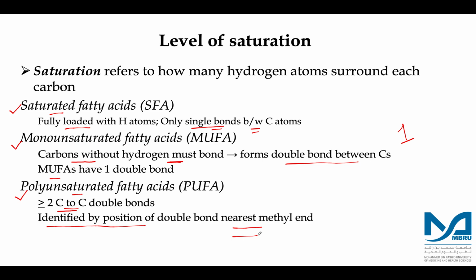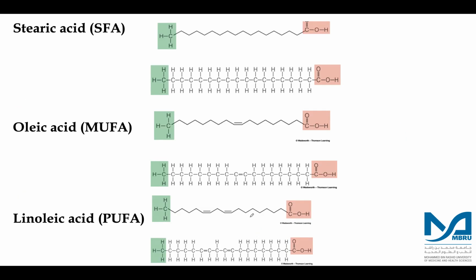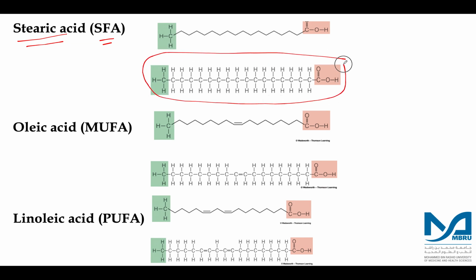Let us look at some specific examples to clarify this concept better. So let us look at first a saturated fatty acid. Saturated fatty acid means there will be only single bonds present. An example of such a fatty acid is stearic acid. And if you look at the molecular architecture of stearic acid, you will see that all the carbon-carbon bonds are single bonds, and there are no double bonds present within this particular molecule. This is the carboxylic acid group.